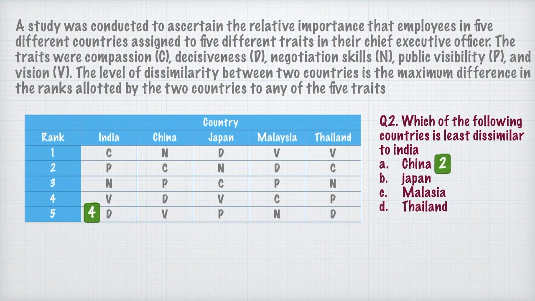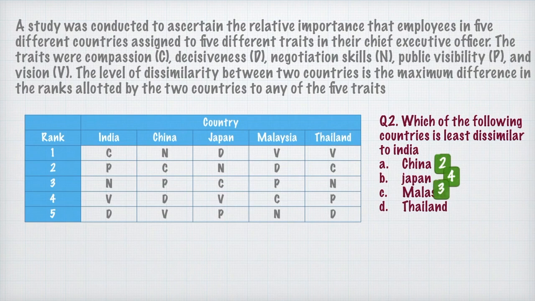Similarly, can I work out the dissimilarity level between India and Japan? I can see very quickly D is given rank 1 by Japan and rank 5 by India. So the level of dissimilarity straight away becomes 4, and it cannot be more than this. So therefore that is my answer for Japan. So India, Japan dissimilarity level is 4.